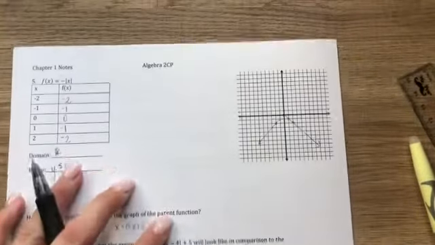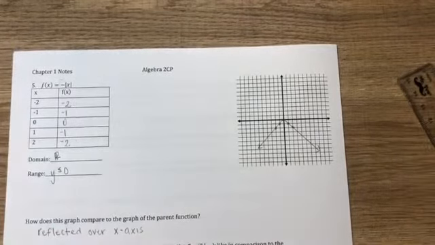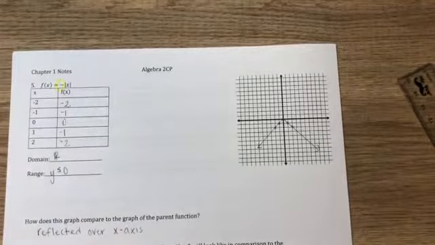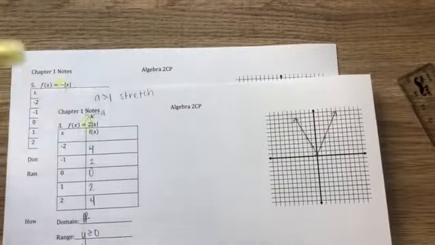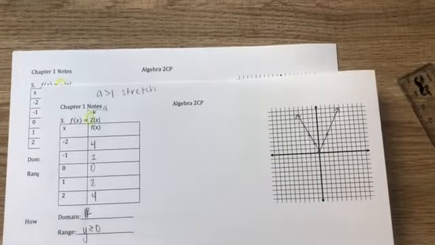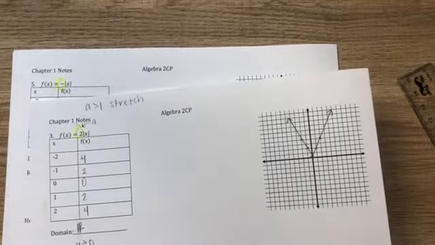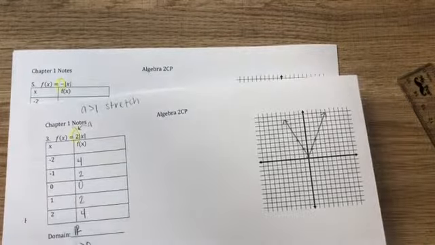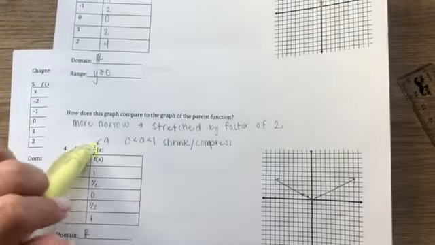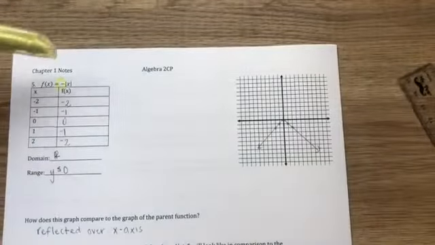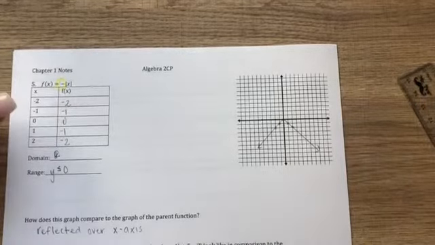And then lastly, for number 5, we had a reflection. And what caused that reflection was the negative out in front. So that's why when we talk about stretch and compress, we talk about it in terms of the absolute value of the number in front. If this number is greater than 1, it's a stretch. If it's between 0 and 1, like a fraction or a decimal, it's shrunk or compressed. And then if there's a negative number out in front, that reflects it. That just flips it over the x-axis.